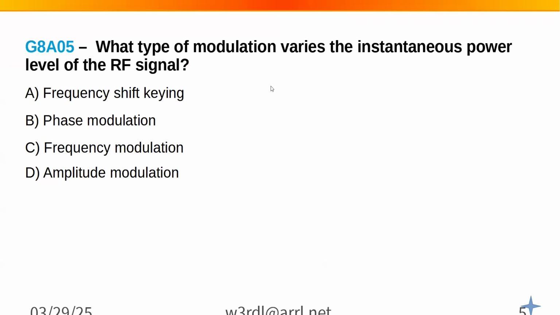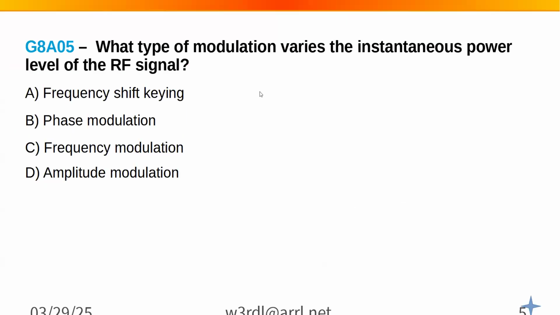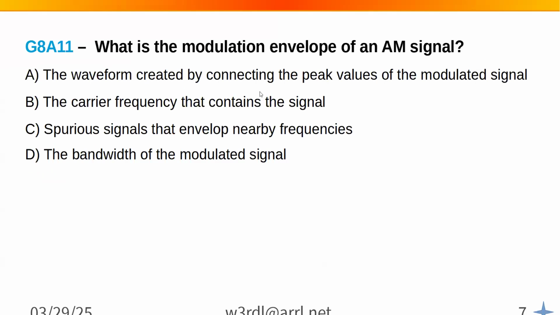So what type of modulation varies the instantaneous power level of the RF signal? Delta. How'd they go back? Hadn't done that before. What's the modulation envelope of an AM signal? Alpha.